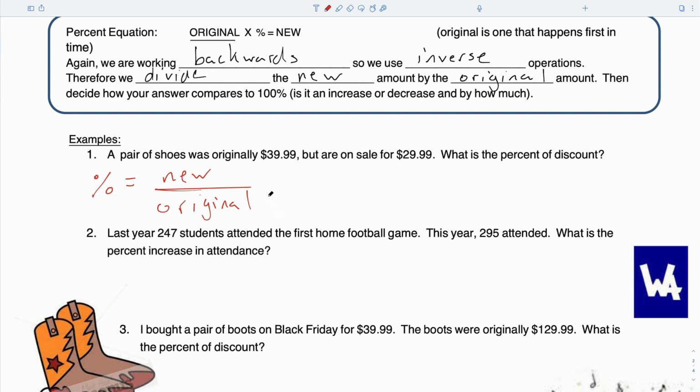So let's read those again and see which one's the new, which one's the original. A pair of shoes was originally $39.99, but it's on sale and they paid $29.99. What is the new price? Is it 39 or 29? Get an answer in your pocket. Thumb up when you've got something. Row 3, I need to see you thinking. What's the new price for this?